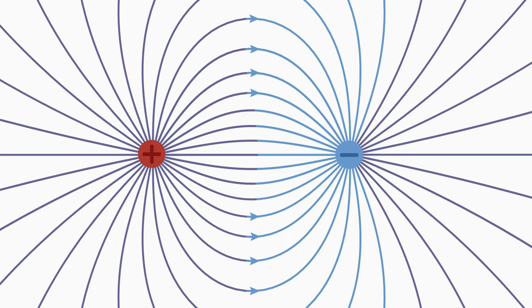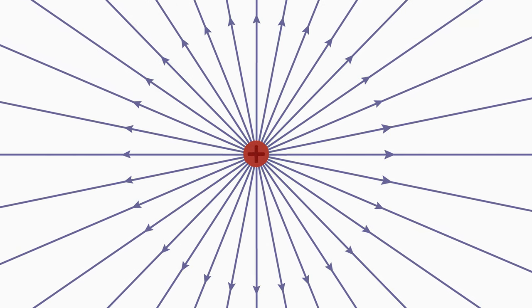A positive charge is the source of the electric field. A negative charge is the sink of the electric field. In nature, negative and positive charges can occur independently of each other, as electric monopoles.